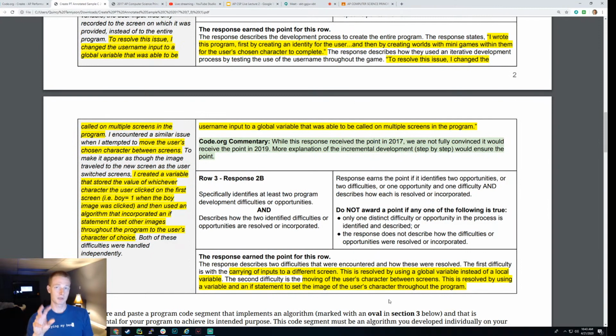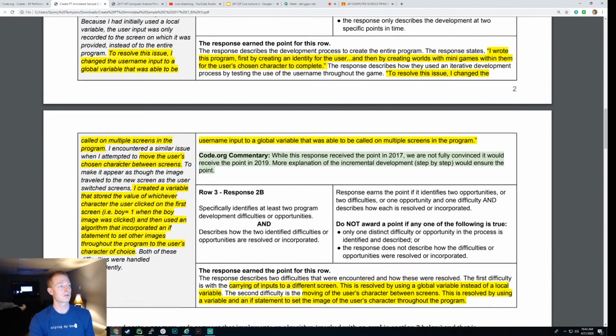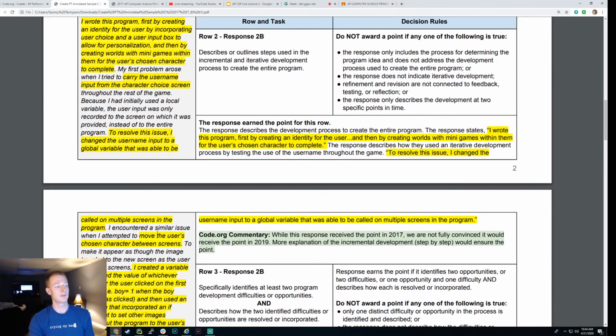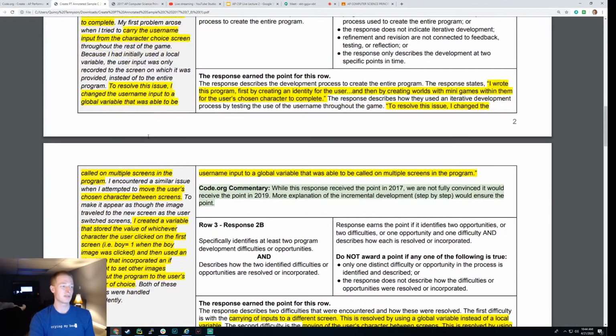Now, if you recall, last week we looked at a really similar response, and they basically stated that they had a problem and they said that they resolved it. And this kind of looks the same. But if we go and look at the actual response, we see a little bit of context that helps us. They say, my first problem arose when I tried to do this, and then they describe why that had happened, and then they describe the resolution. What I would say is the reader, or Code.org, has only highlighted the problem and the resolution. So you might think, well, that's pretty much the same thing as last week, and I would be inclined to agree with you.